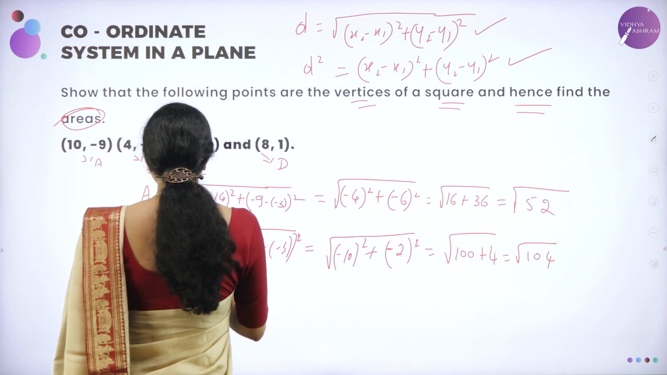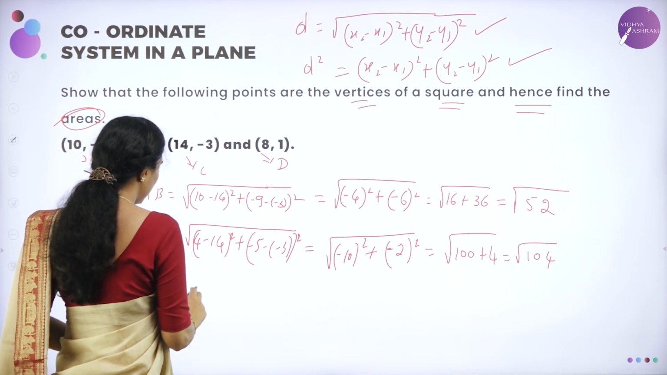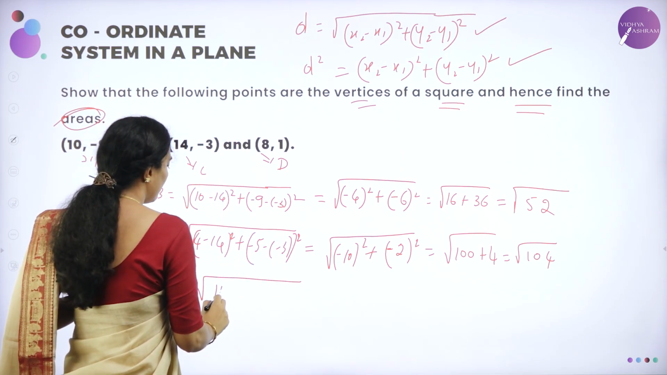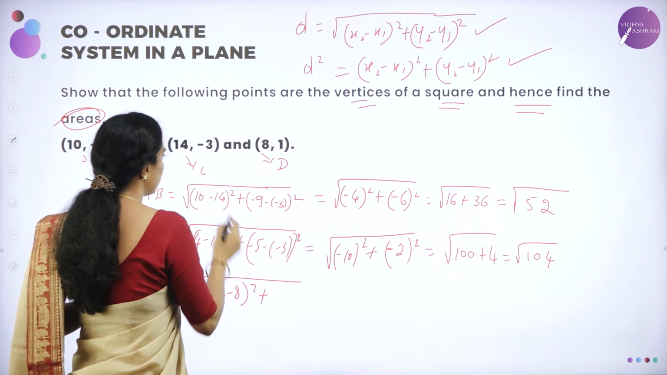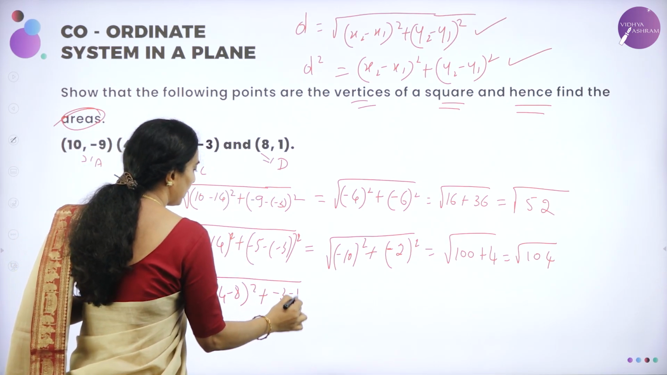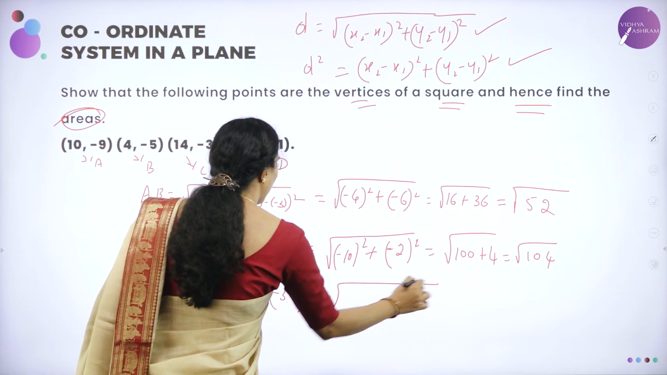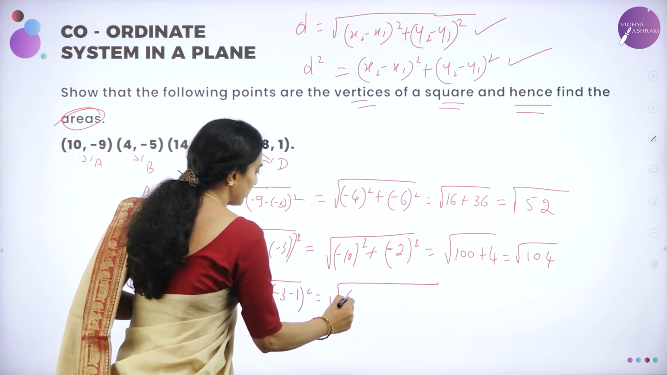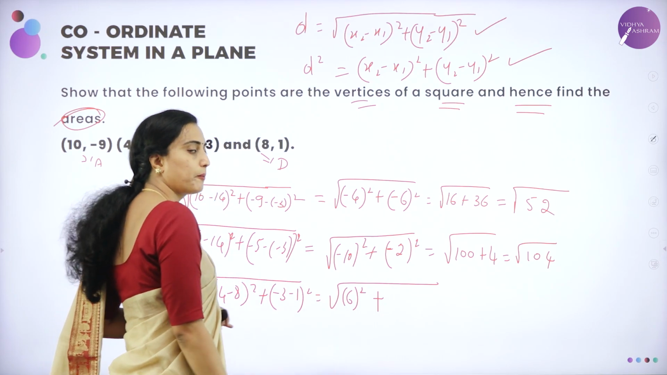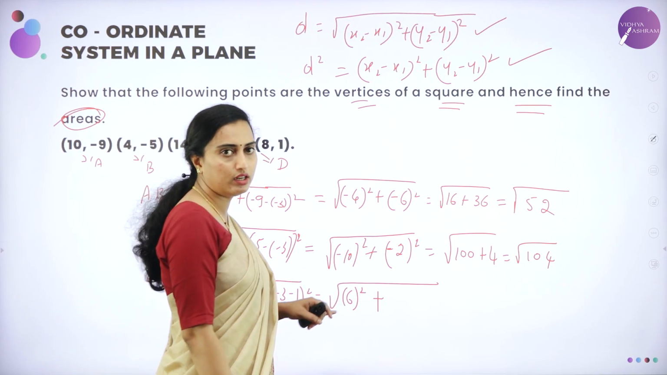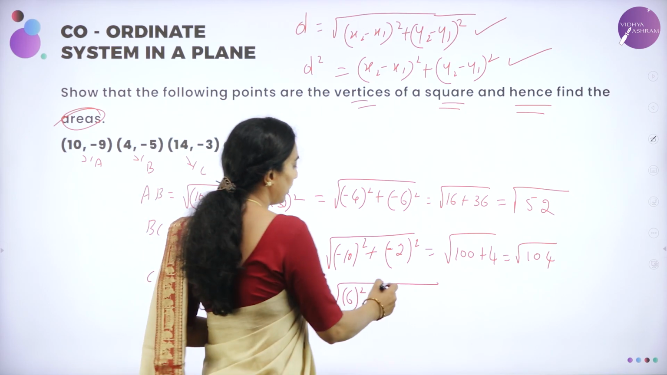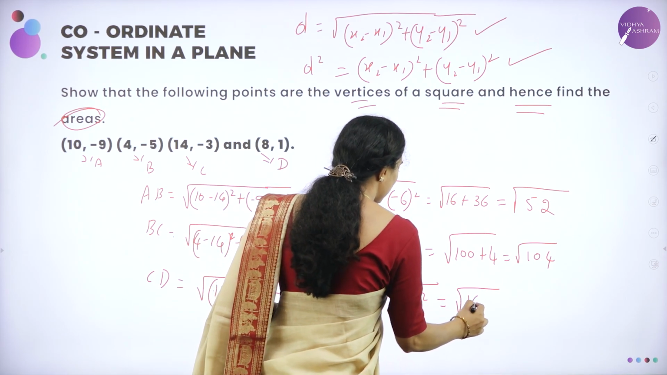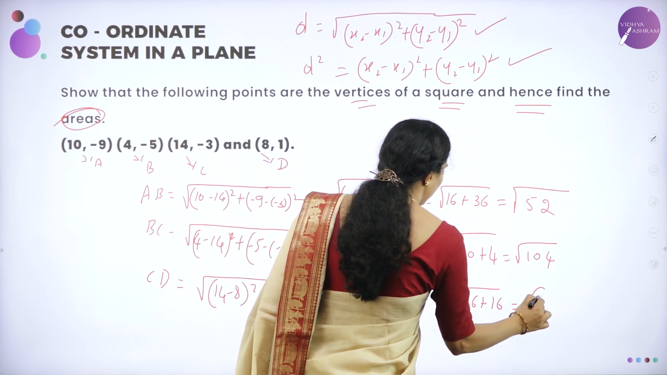Next you can check CD. What is the CD distance? Square root of 14 minus 8 whole squared plus minus 3 minus 1 whole squared. 14 minus 8 is 6, correct? Because 8 plus 6 is 14. So 6 whole squared plus minus 3 minus 1, which is minus 4, whole squared, is equal to the square root of 36 plus 16. Again it is root 52.